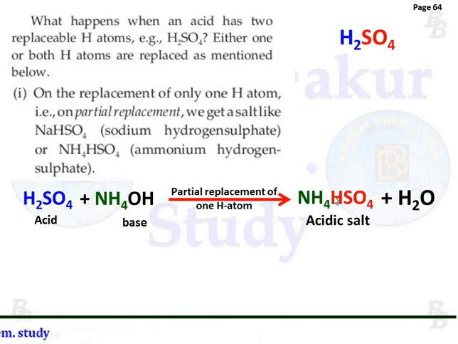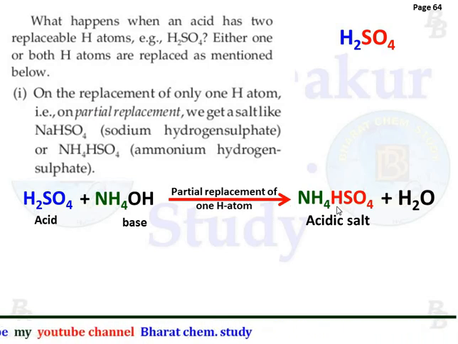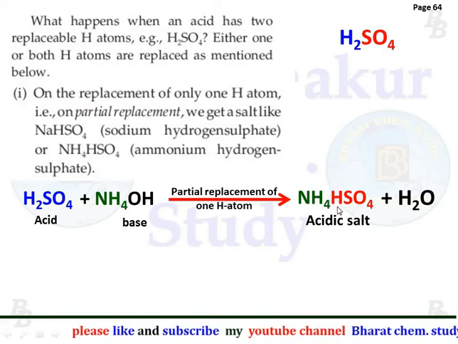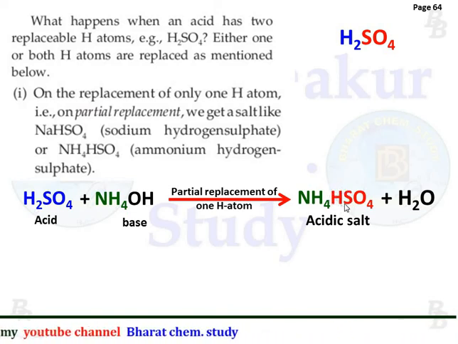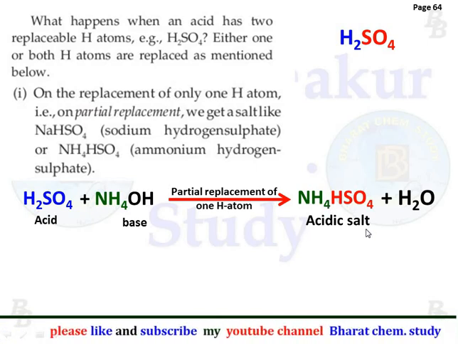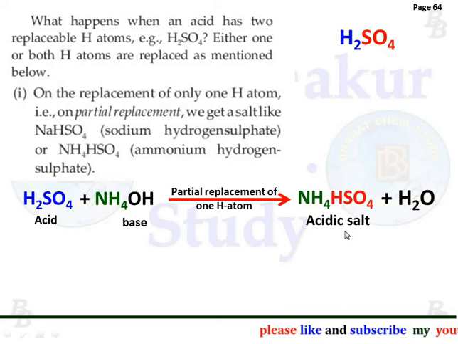In this salt, we can say that H2SO4 after losing one hydrogen still contains one replaceable hydrogen atom in the salt. Therefore, such a salt which still contains a replaceable hydrogen atom of an acid, which this salt can lose later, is called an acidic salt. So all those salts which still contain a replaceable hydrogen atom within the formula are called acidic salts.